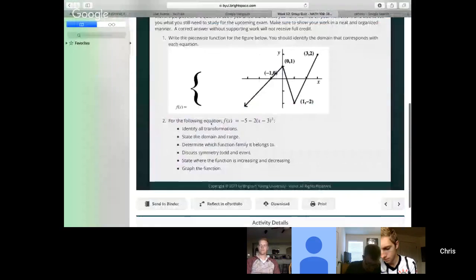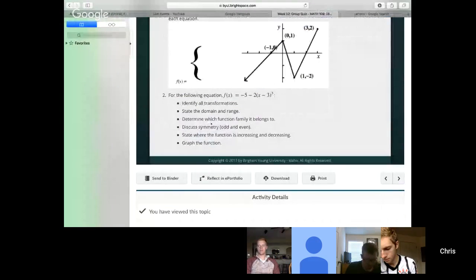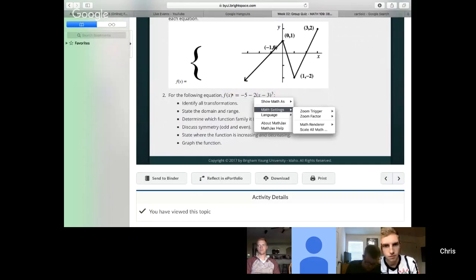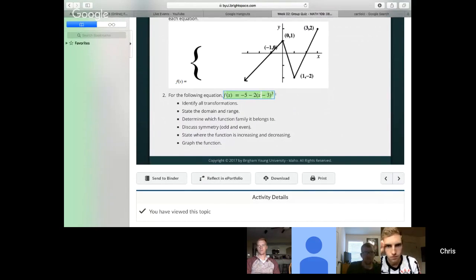For the following equation, f of x equals negative 5 minus the quantity 2x minus 3 cubed. It shouldn't be too hard. I hope.